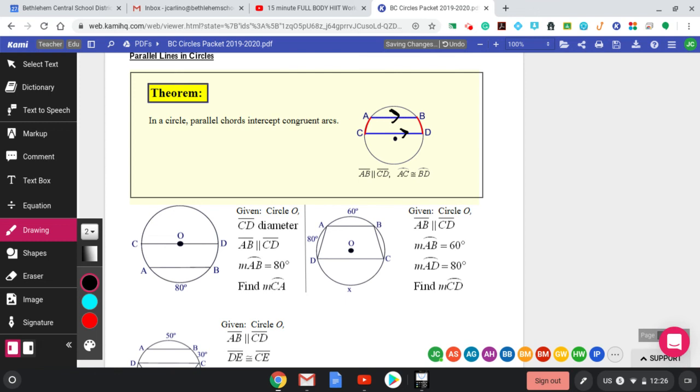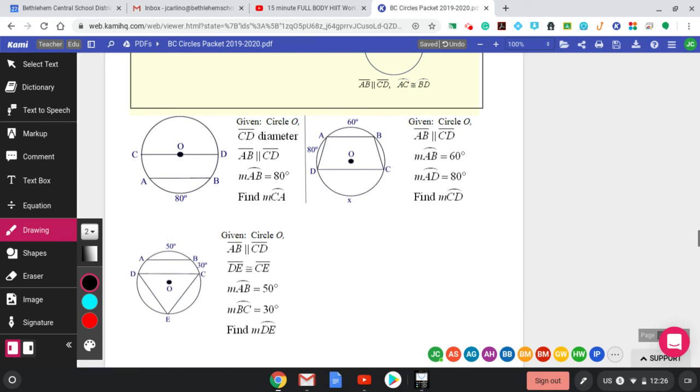The arcs in between are congruent. So if AB and CD are parallel, arc AC is congruent to arc BD. Okay, if two chords are parallel, the arcs in between are congruent. So here we go. Let's apply it real quick. I have AB and CD are parallel, which automatically tells me, ready, that the arcs in between are congruent. So CA is congruent to DB. We need to find arc CA, given that that's 80.